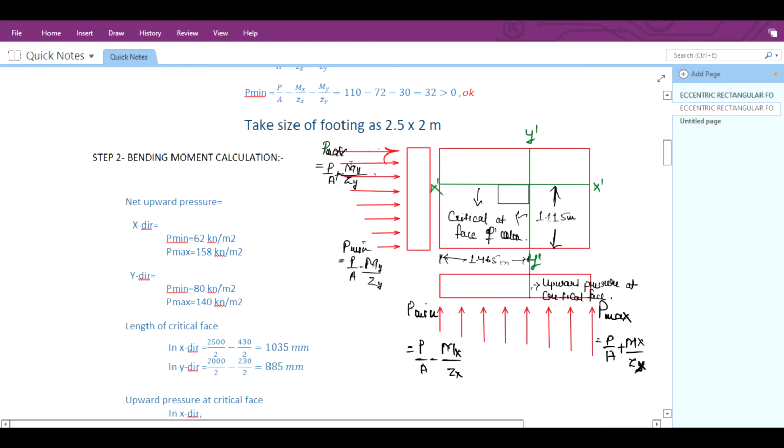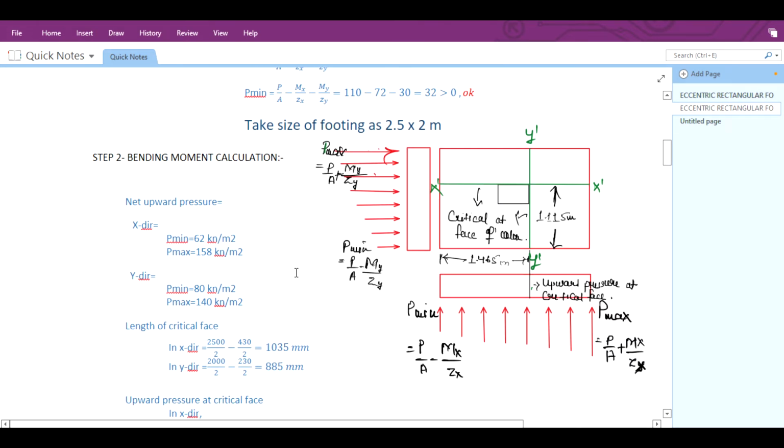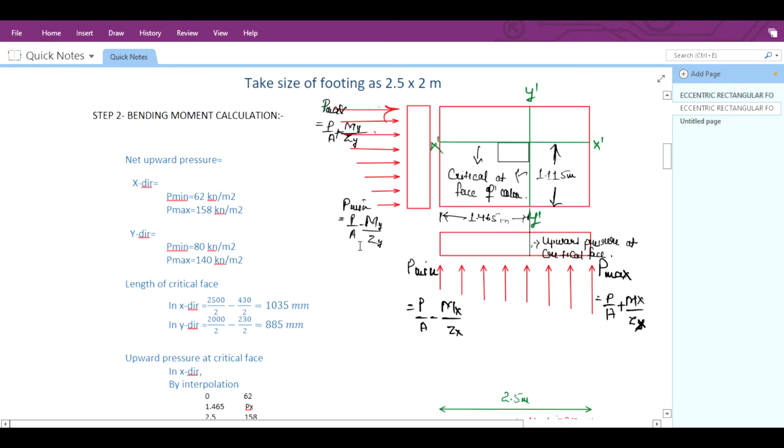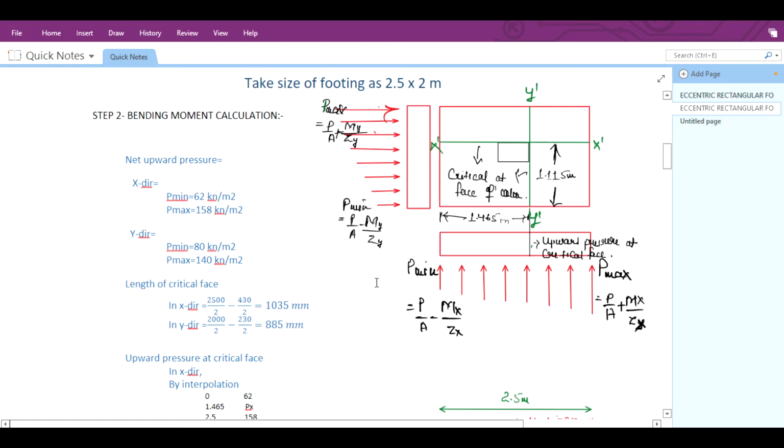Similarly, P max will be P by A plus My by Zy, so it will come as 140 kilonewton per meter square. So we have found the net upward pressure for both directions, that is for x and y, the P minimum and the P maximum value, and our critical phase will come at the face of the column.